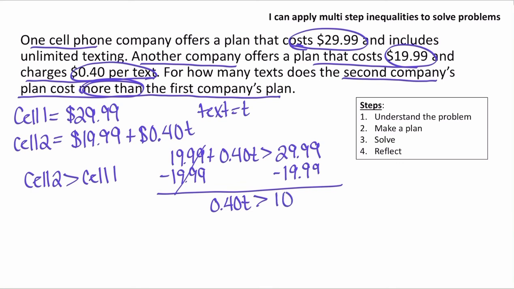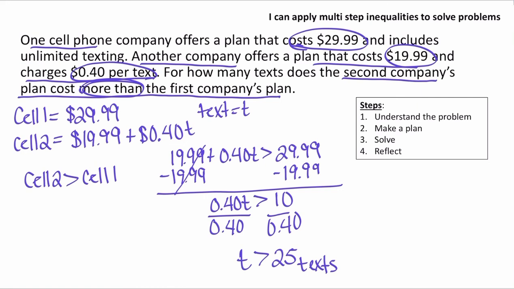Now to solve for T, we're going to divide both sides by 0.40. So you're going to get 10 divided by 0.40 on the right side. That leaves you with T is greater than 25. That means that if you send more than 25 texts, cell phone company 2's plan is going to cost more. And believe it or not, when cell phones first came out, this is actually how people used to figure out which plan made more sense.